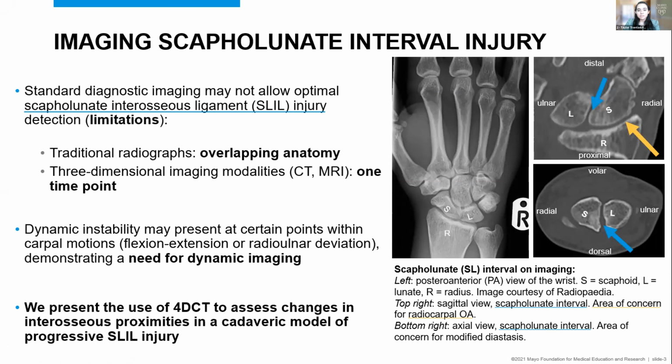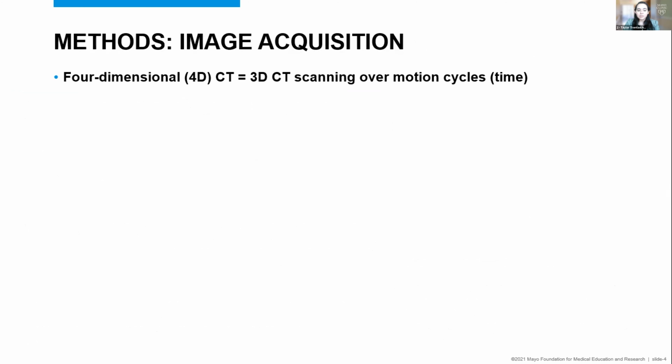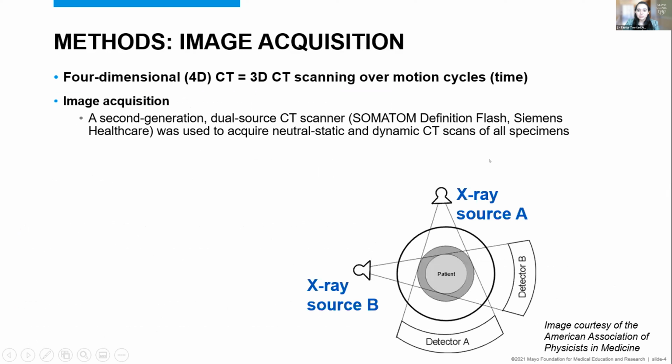So today, we're presenting the use of 4-dimensional computed tomography, or 4D CT, to assess changes in interosseous, or between-bone, proximities in a cadaveric model of progressive scapholunate interosseous ligament injury. For this study, again, we used 4-dimensional CT, which is standard 3-dimensional CT scanning, but over motion cycles, thus making the 4th dimension time.